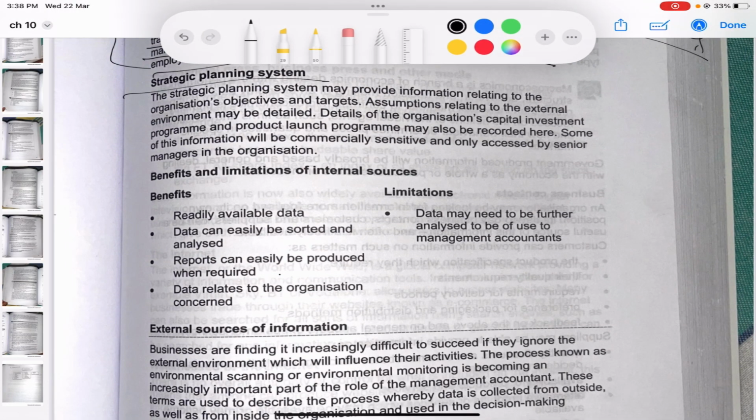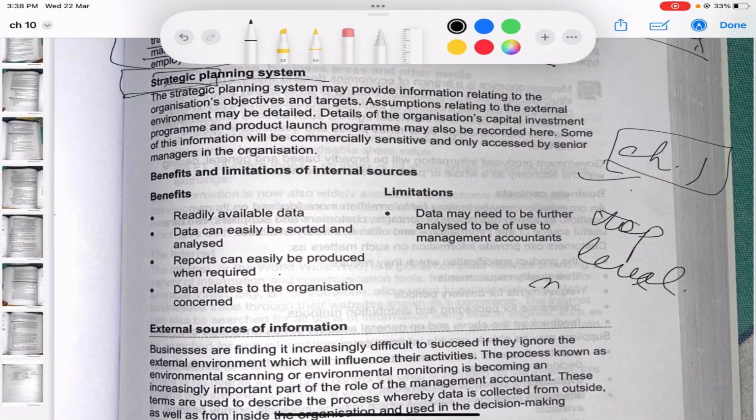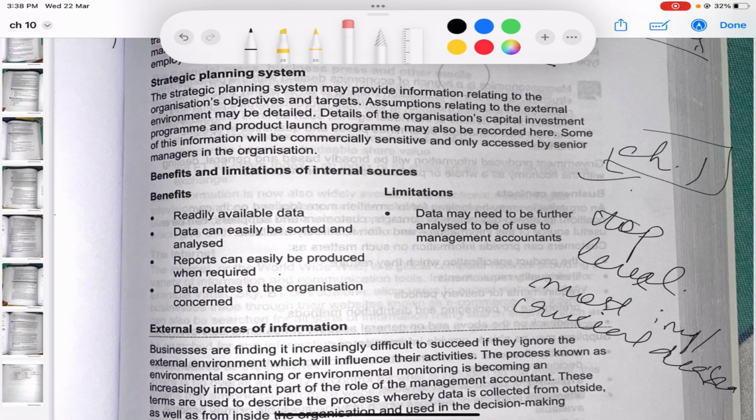Strategic planning system. Now you remember what strategic is. We saw in chapter 1, right? Strategic basically refers to the top level, so the most important and crucial decisions. The strategic planning system may provide information relating to the organization's objectives and targets. Assumptions relating to the external environment may be detailed. Details of the organization's capital investment program and product launch program may also be recorded here. Some of this information will be commercially sensitive and only accessed by senior managers in the organization. I don't think there's anything to explain.